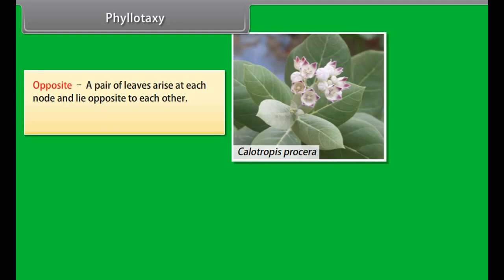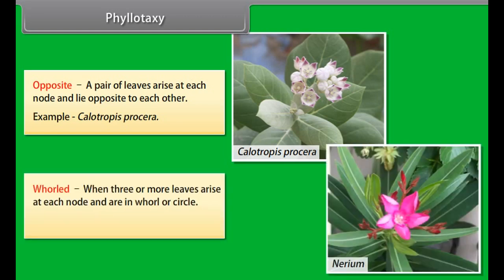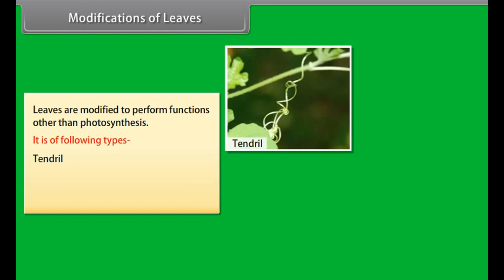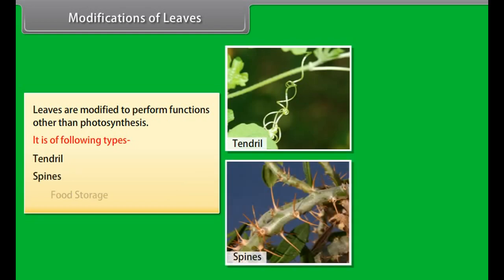Opposite. A pair of leaves arise at each node and lie opposite to each other. Example, Calotropis procera. Whorled. When three or more leaves arise at each node and are in a whorl or circle. Example, Nerium oleander. Modifications of leaves. Leaves are modified to perform functions other than photosynthesis. It is of following types: tendril, spines, food storage.